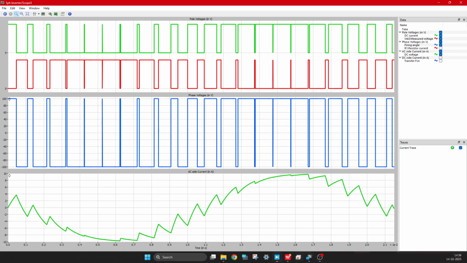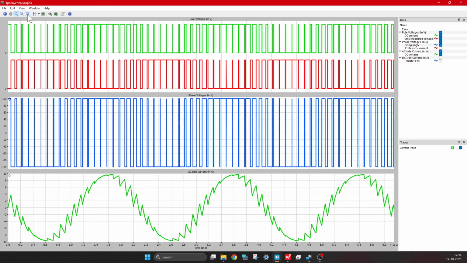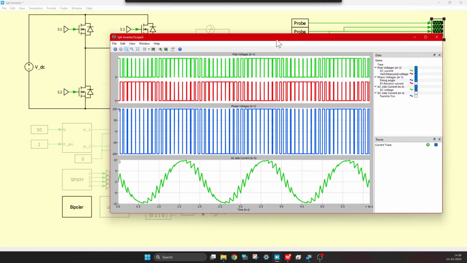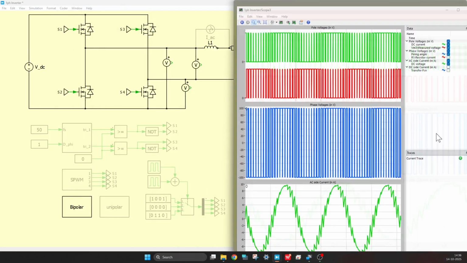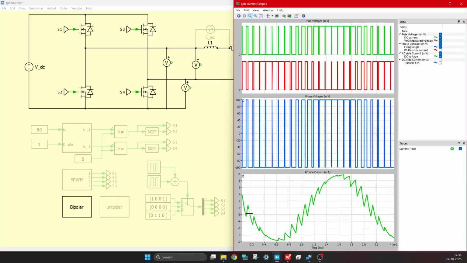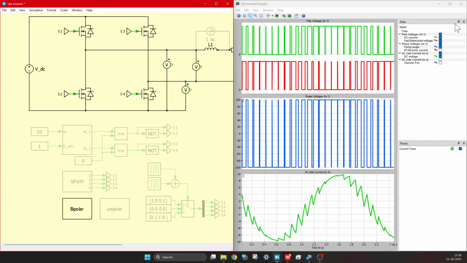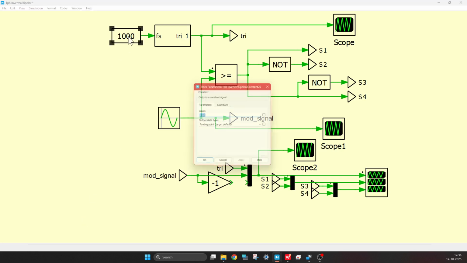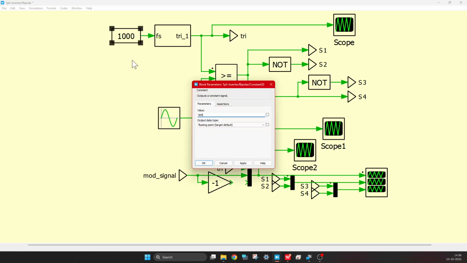Now let us see how we can improve the phase current further. So this is nearly sinusoidal, as you can see. Nicely it is sinusoidal. But how can we make it even more sinusoidal? There is still some ripple here, right? You can see that some ripple is here. So let us try and improve this. The one thing we can do is change the switching frequency to 5000.